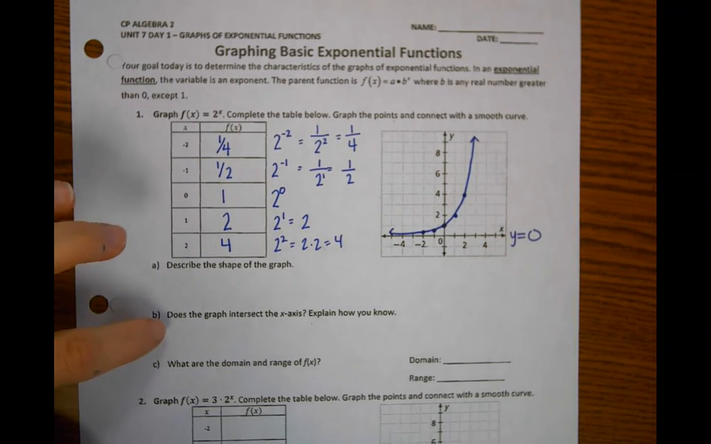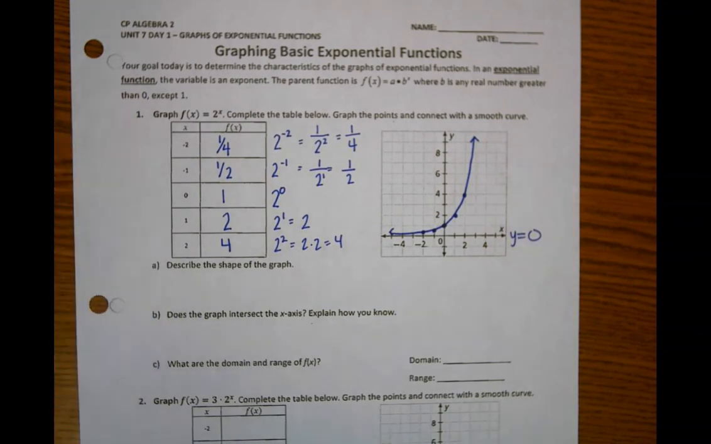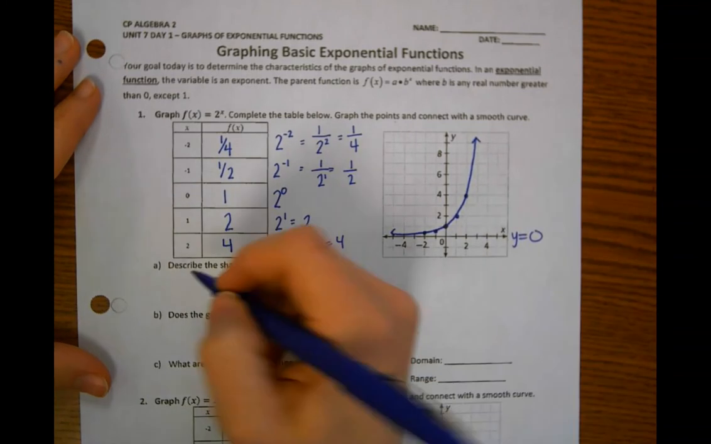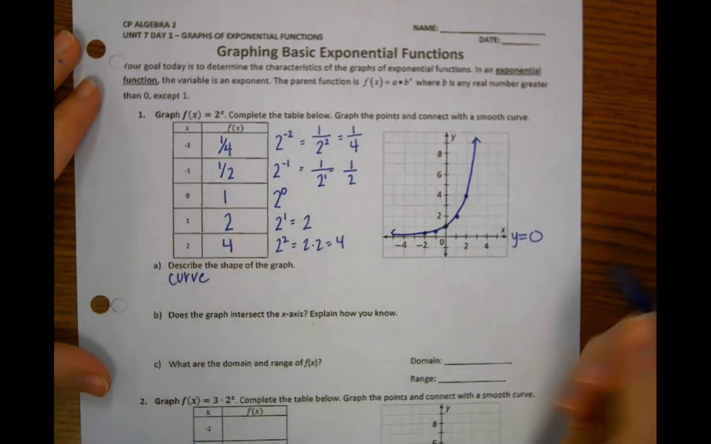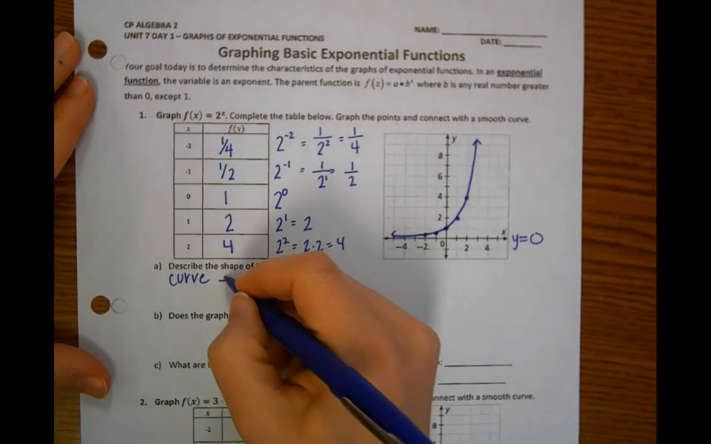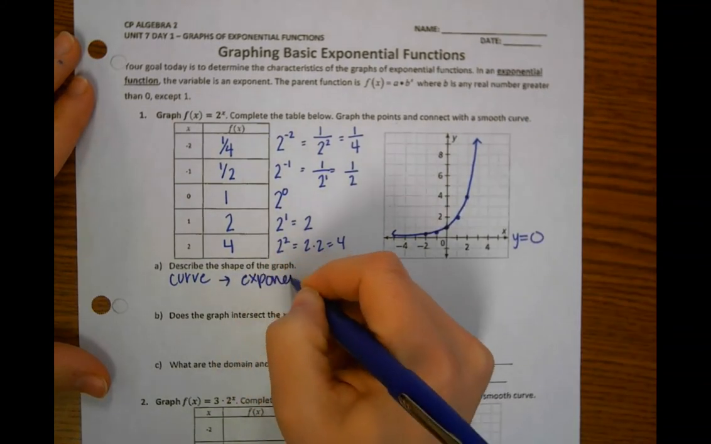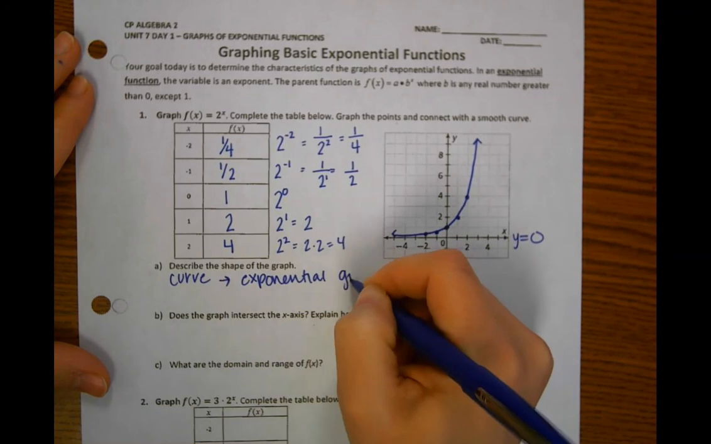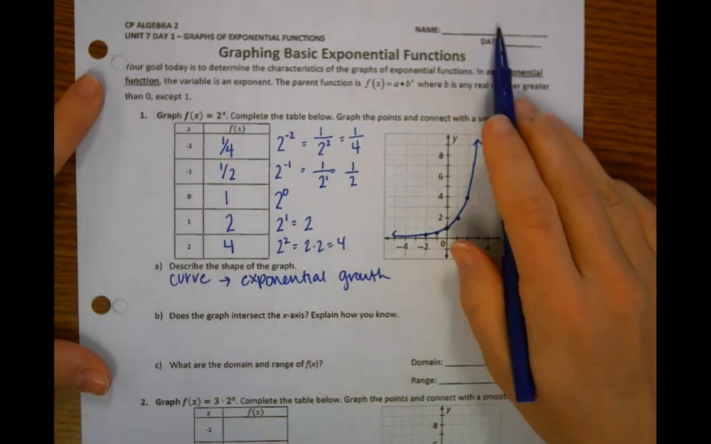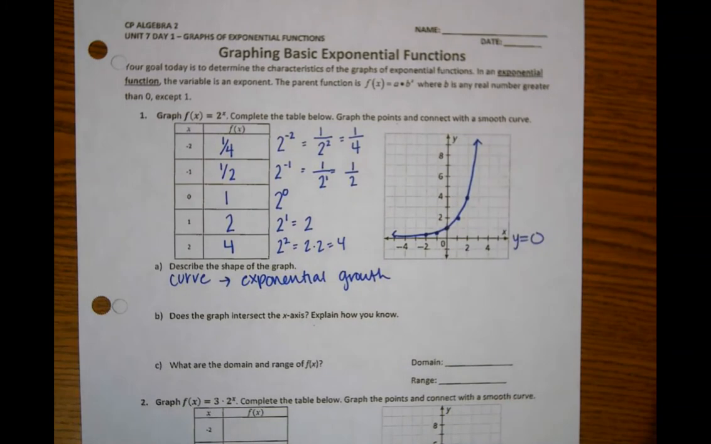And so we'll talk about this a little bit here. So the shape of our graph, we have a curve. Right now we're looking at a graph that's called exponential growth. As we go from left to right, we're going upward. Right, our graph is growing. So as we move from left to right, our graph is growing towards infinity.